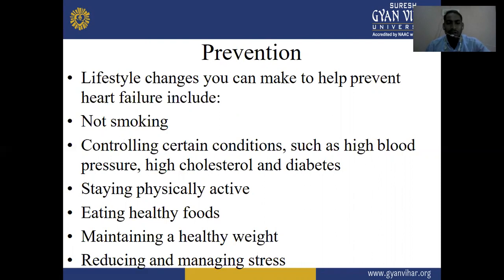Weight is a main criterion for congestive heart failure. Reducing and managing stress lowers the risk of congestive heart failure.